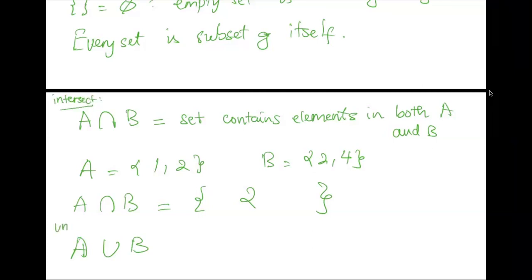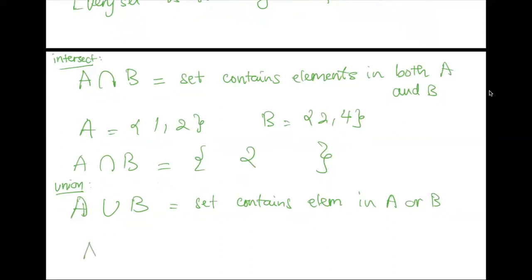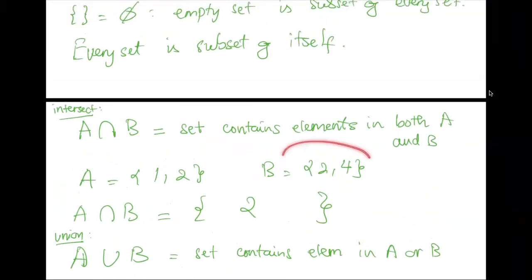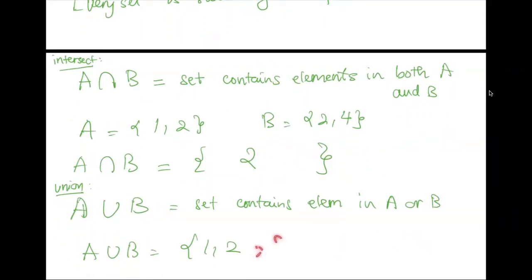The next one is union. A union B would result in a set that contains elements in A or B. So basically, what it means is you will take all the elements in A, and then you will take all the elements in B. However, a set is a collection of distinct objects. So we see that we have a repeated 2 here. So we will not write 2 again, and we will just write 4 down. Does this make sense?